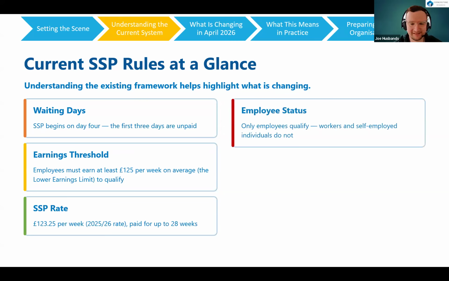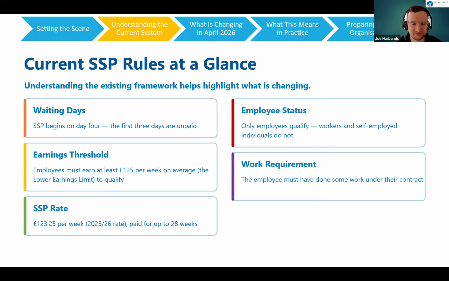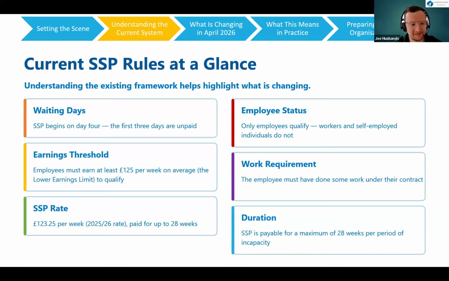Another important point is that SSP applies to employees, so workers or self-employed individuals generally do not qualify at the moment, and the employee must have done some work under their employment contract as well. SSP is payable for a maximum of 28 weeks per period of incapacity. So understanding this framework helps highlight exactly what is changing in April 2026.